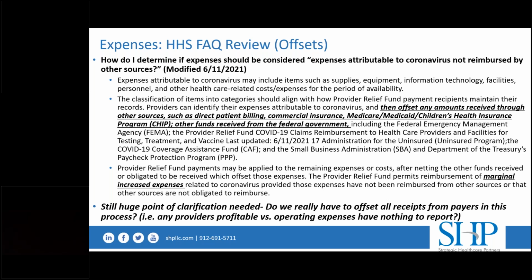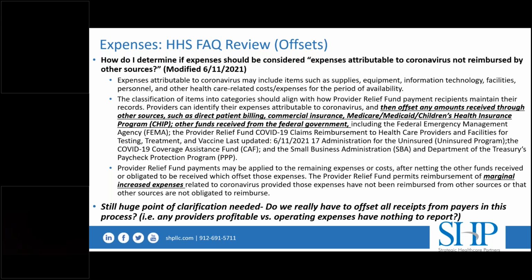And their answer is sort of to restate the generic, it includes those same categories. However, it still comes down to, and I made this point 10 forums ago, they're restating the point that any expenses that you identify then have to be offset by sources received, including direct patient billing, commercial insurance, Medicare, Medicaid, et cetera, and other funds received from the federal government. I think it would have been fair game to say these are the incremental expenses, and then here's the offset as it relates to PPP, and we got some supply money from HRSA or what have you, but it's in here right now that any direct billing for COVID patients at least should offset.